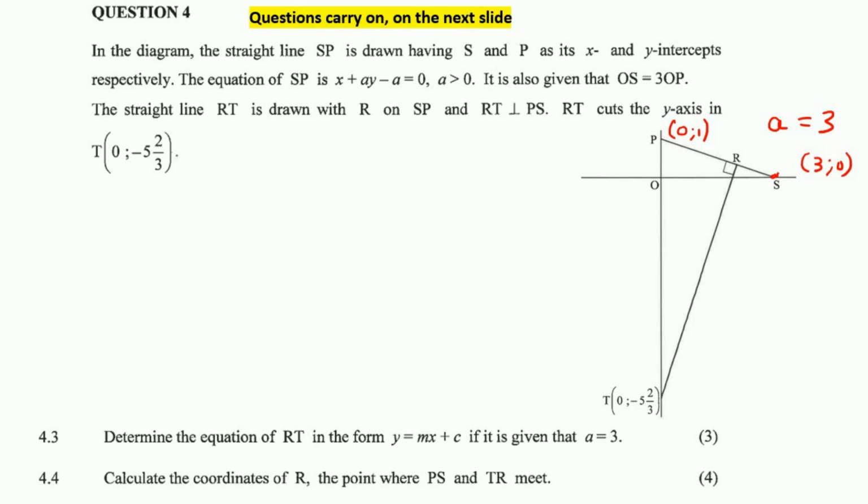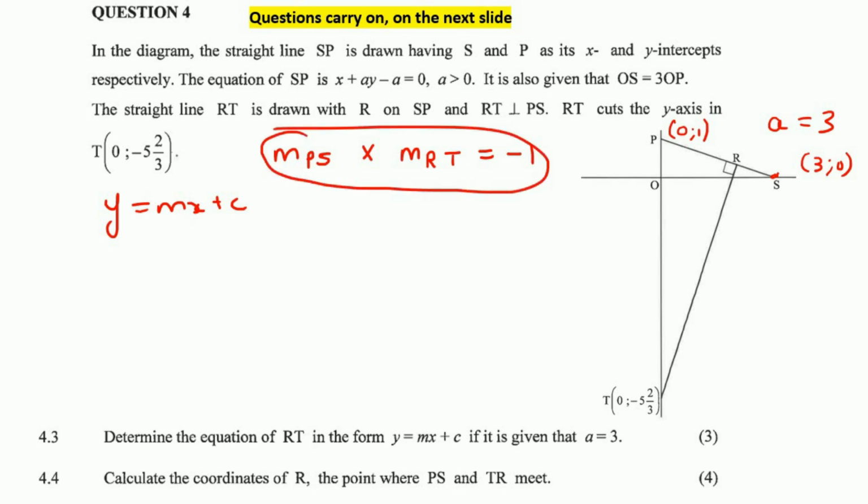Okay, so 4.3 says determine the equation of RT in the form y = mx + c. We know that RT is a straight line, right? So y = mx + c. Now, what you should identify is that this line and this line are perpendicular. Remember, when two lines are perpendicular, when you multiply their gradients together, the gradient of PS multiplied by the gradient of RT, it should always give you a value of -1. That is a mathematical rule when two lines are perpendicular, or meeting at 90 degrees.